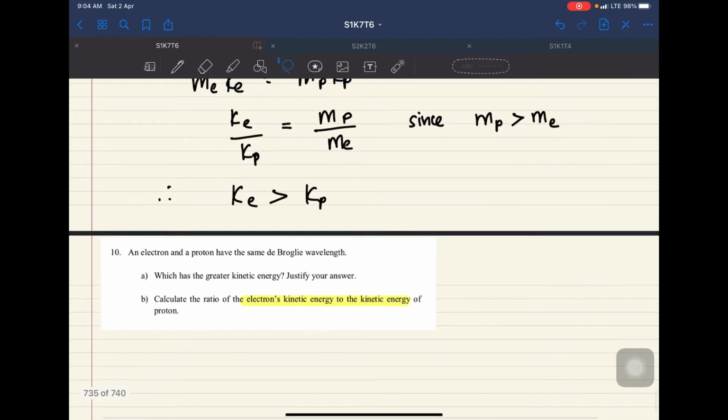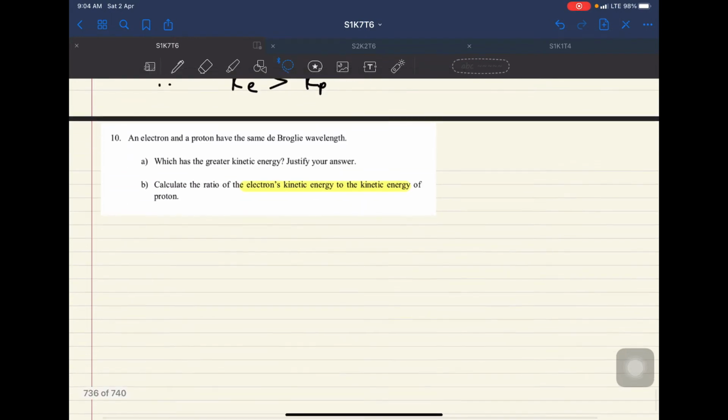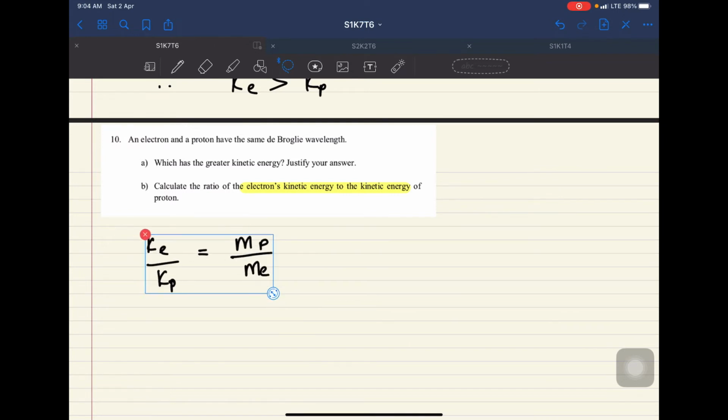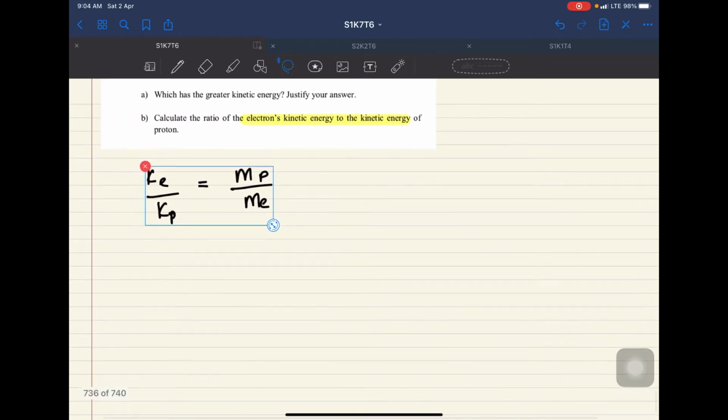So previously we already have this equation. We still have the same properties, which is de Broglie wavelengths are the same. So here they want you to find the ratio of electron kinetic energy to the kinetic energy of proton. So Ke over Kp. You have to read this one carefully. If it is ratio of proton over electron, it would be the other way around. This one is upside down.